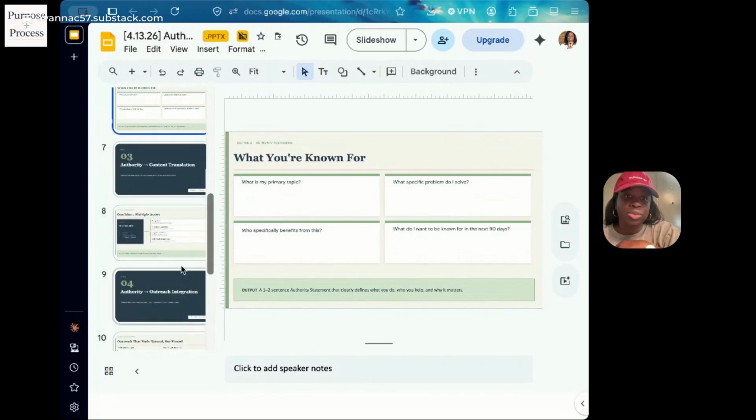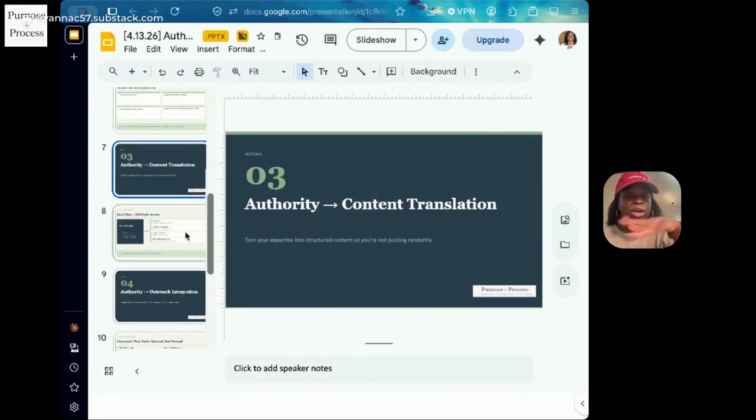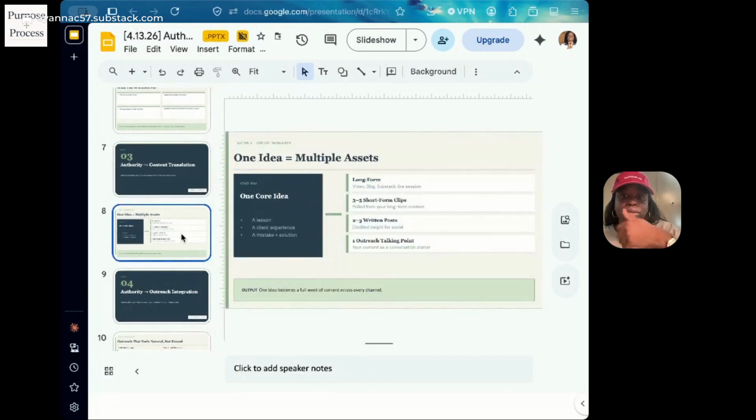And next on that is, how do we translate our authority into content, right? And so you have your long form, right? You take one core idea, whether that's a client experience, a lesson, a mistake, and a solution, and you take that and you first turn it into a long form content.